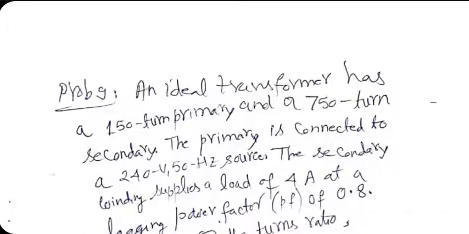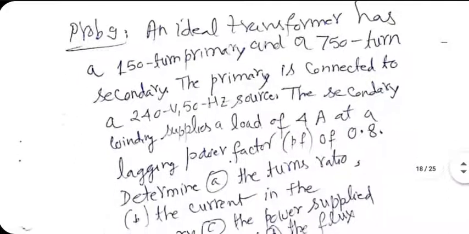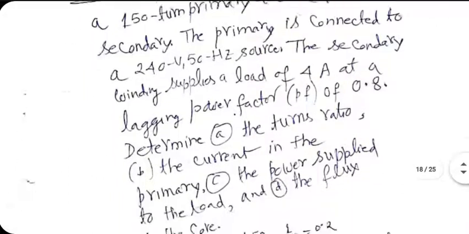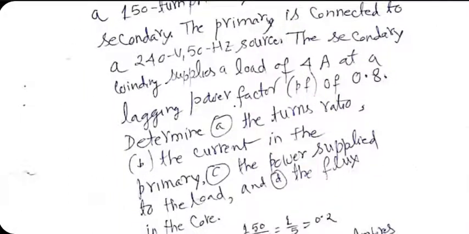The secondary winding supplies a load of 4 ampere. Sometimes load is specified in terms of secondary current. So we have to take it as it is. So the secondary current is 4 ampere at a lagging power factor of 0.8. They have given you the complex value of the secondary current. Determine the turns ratio, the current in the primary, the power supplied to the load, and the flux in the core.